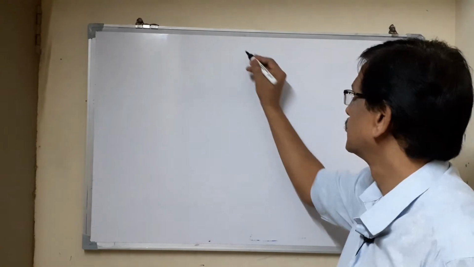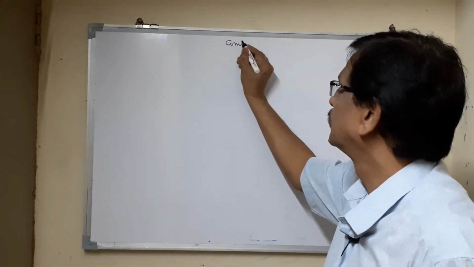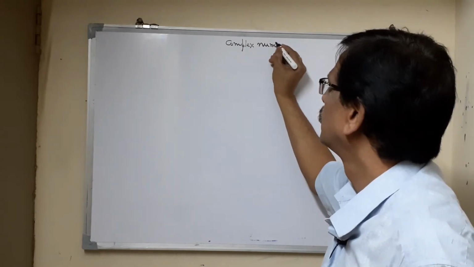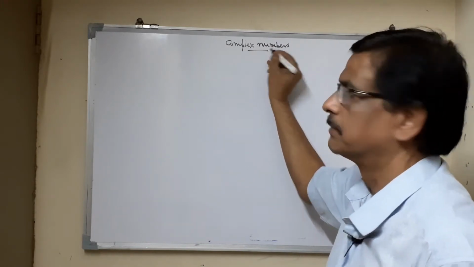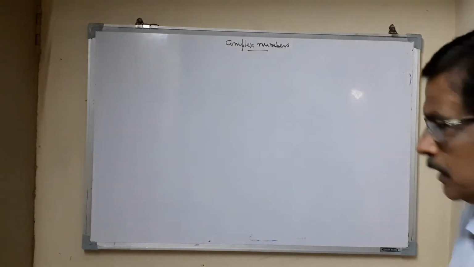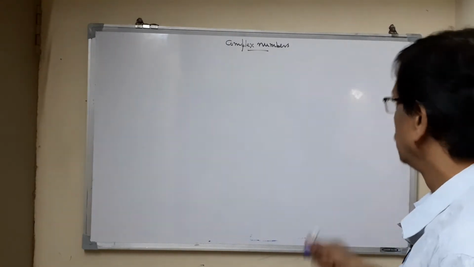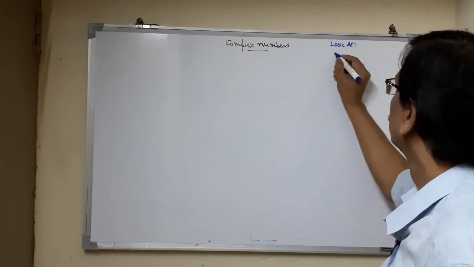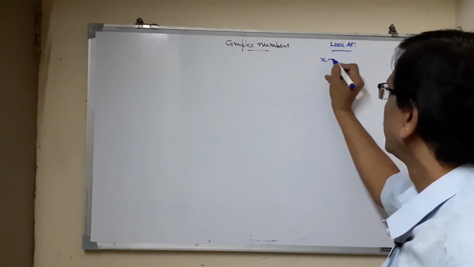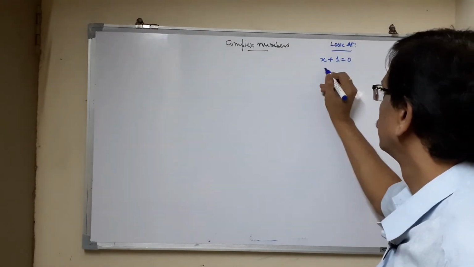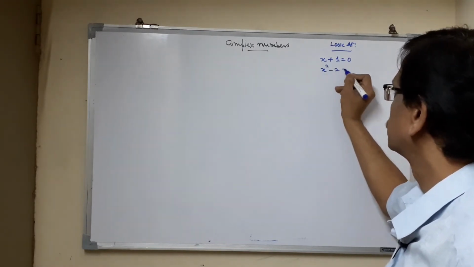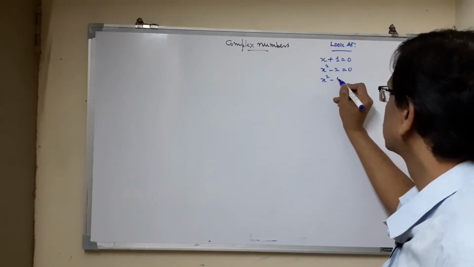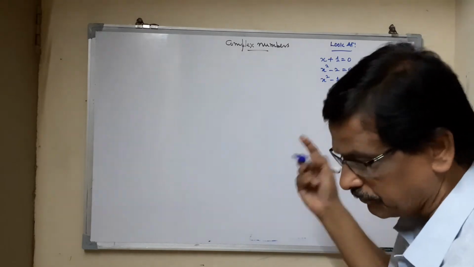In this class, I would like to talk about complex numbers. Look at the following. x plus 1 equal to 0, x square minus 2 equal to 0, x square minus 1 equal to 0. I have three equations.